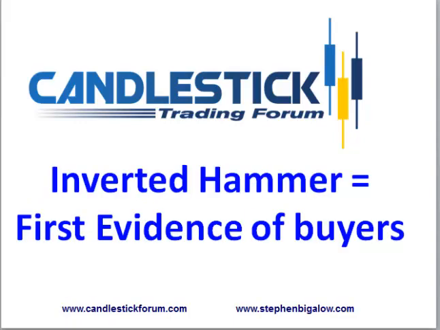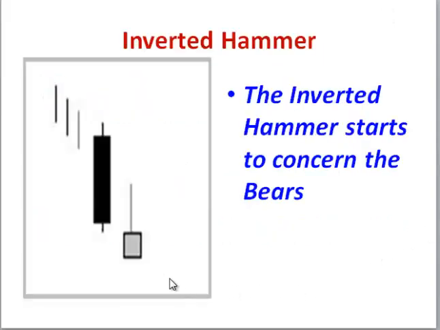So today's training is going to be for the inverted hammer, which is usually the first evidence that buyers are starting to step into a downtrend. The inverted hammer is a signal that's formed when it opens low, and then after an extended downtrend, the bulls will start stepping into the previous day's trading, or at least shows there's some buying after the open in the downtrend. This starts concerning the bears.